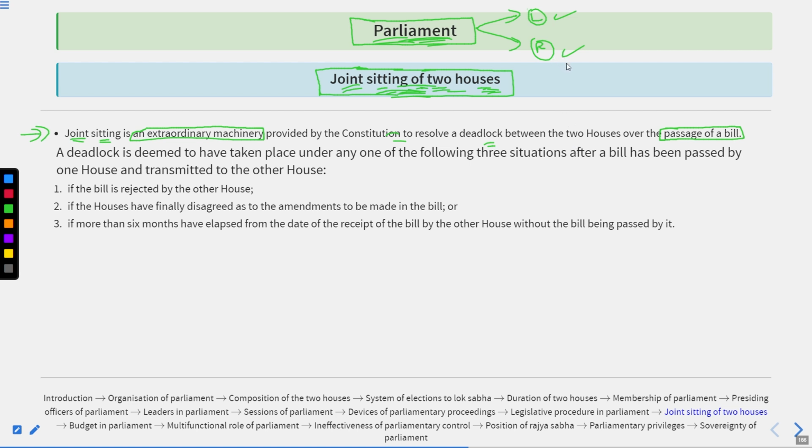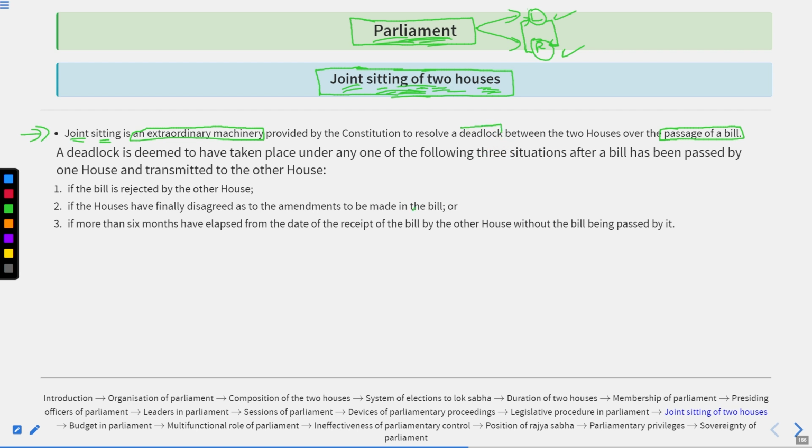And here is a condition that the bill, if passed by one house, will be sent to the other house, and the bill is to be passed by the other house also. Similarly, if the bill was presented in Rajya Sabha and passed in Rajya Sabha, then the bill will move to the Lok Sabha, and Lok Sabha is required to pass it. That is what we call the passage of a bill. Now, here comes the concept of deadlock.